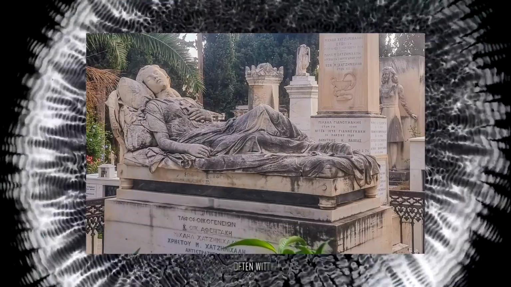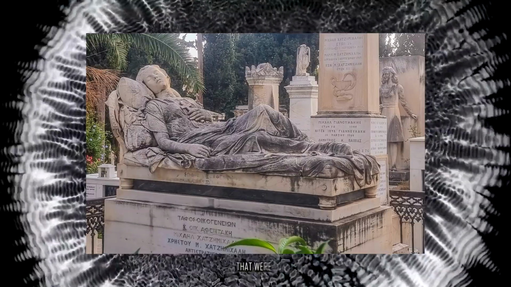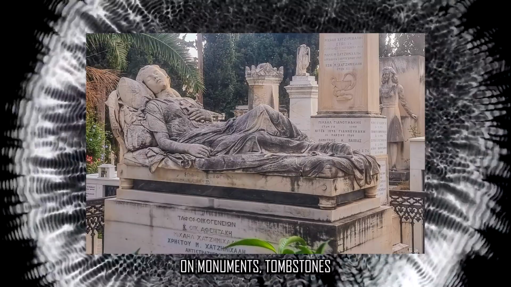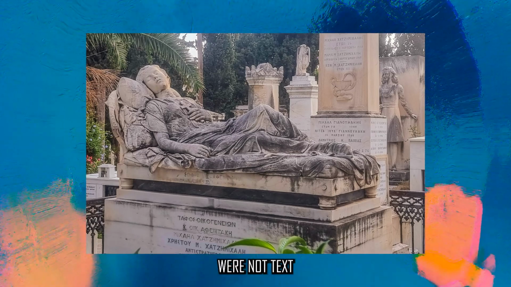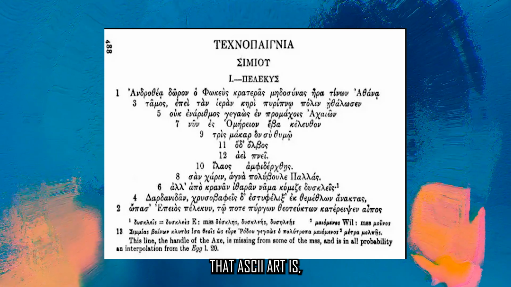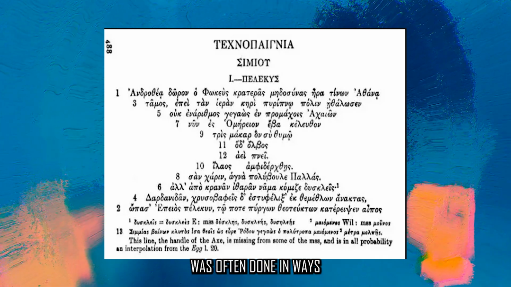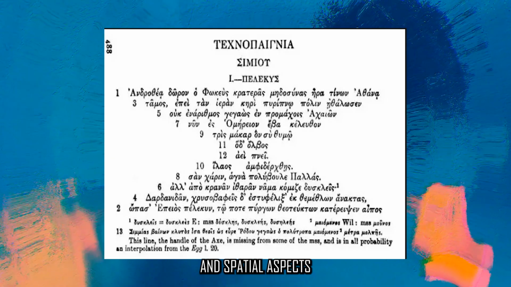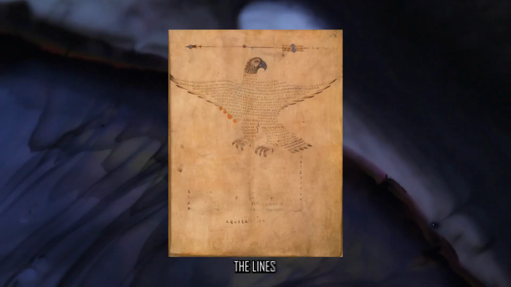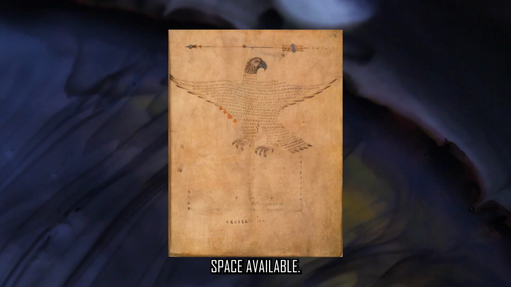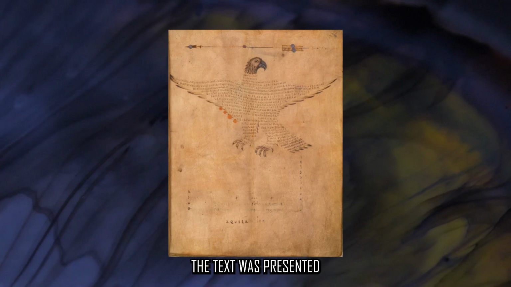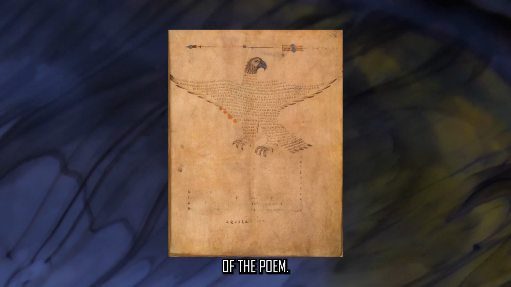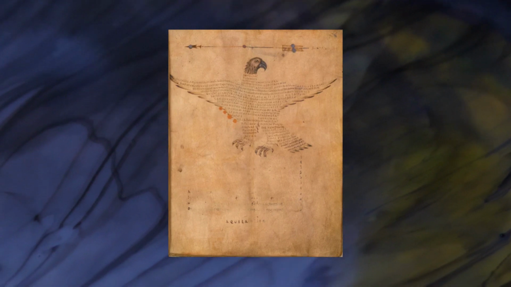Ancient Greeks also experimented with epigrams, short, often witty or satirical poems that were sometimes inscribed on monuments, tombstones, or public buildings. While these poems themselves were not text-based art in the way that ASCII art is, their presentation was often done in ways that emphasized the visual and spatial aspects of the text, such as arranging the lines or letters to fit the space available. Some epigrams used clever wordplay, and the way the text was presented could visually underscore the meaning of the poem, adding another layer to the message.